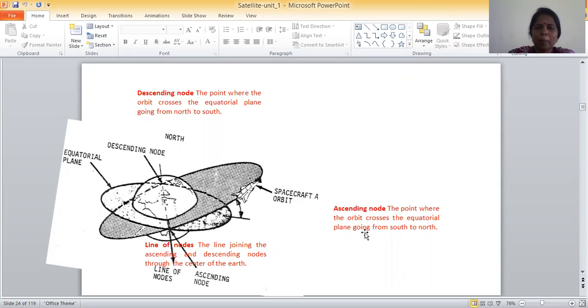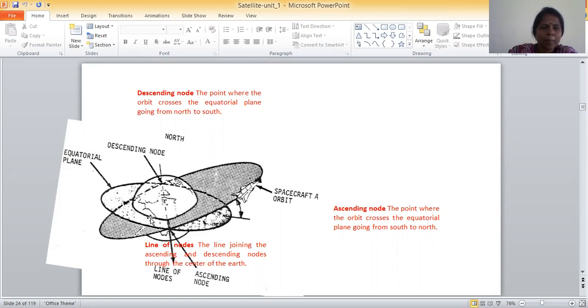Orbit is nothing but a path for the satellite to move around in space. It is important to know how the satellite is moving around the Earth. So what are the orbital elements which are required for a particular satellite? See, this is the path in which the satellite will be moving. So this is Earth.